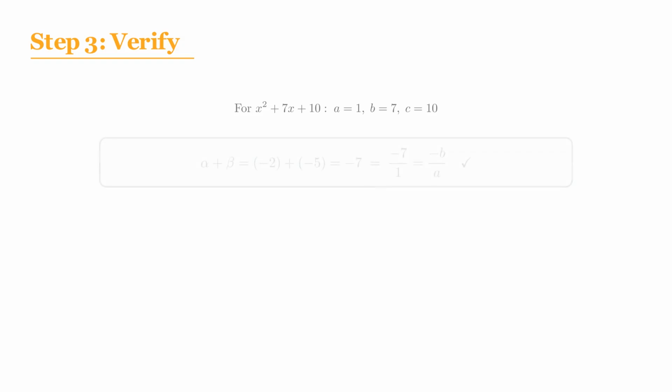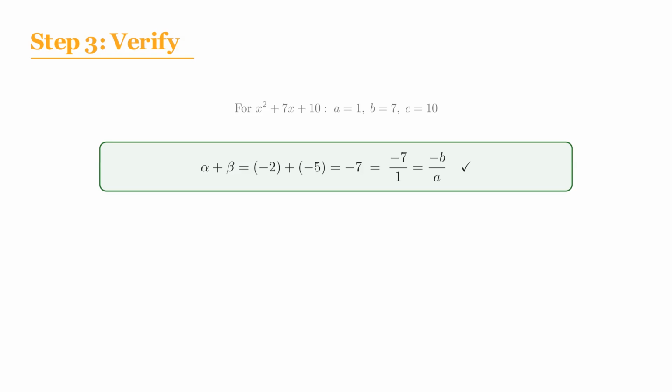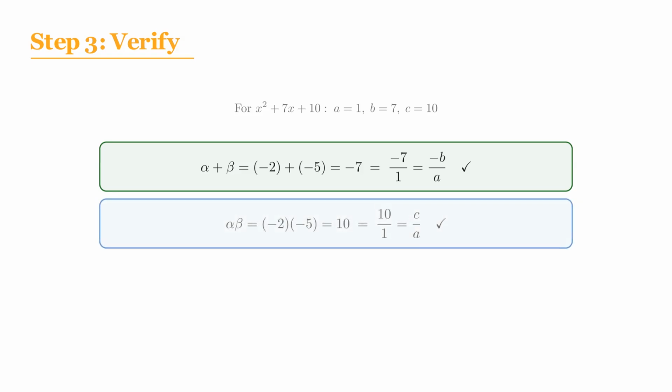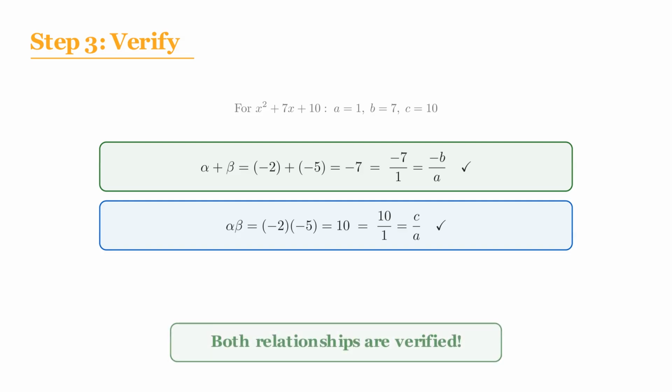For x to the power 2 plus 7x plus 10, a equals 1, b equals 7, c equals 10. Sum of zeros is negative 7, which equals negative b over a. Product of zeros is 10, which equals c over a. Both relationships are verified successfully.